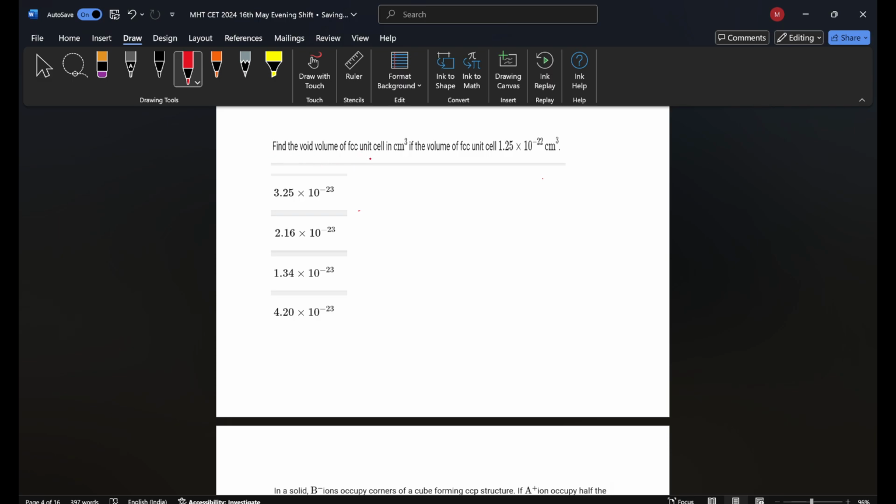Find the void volume of FCC unit cell. So this is a different type of question, guys. Just pay attention. Find void volume of FCC unit cell in centimeter cube if volume of FCC unit cell is given. So what do we know in FCC unit cell? We know that 74% is the efficiency. That means 74% is the space filled in this cubic structure. 74% is filled. So what is remaining? So that is 26. 26% is remaining.